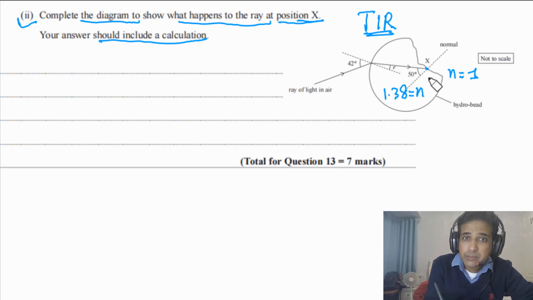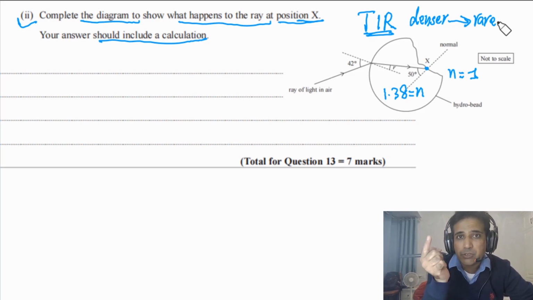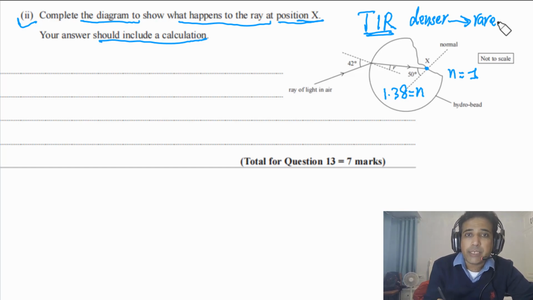So this is a very important point. When light travels from a denser to a less dense medium, total internal reflection is possible if the angle of incidence is greater than the critical angle. So for this question, we should calculate the critical angle first and then we will sketch. This is the most important point. So how can we calculate the critical angle?